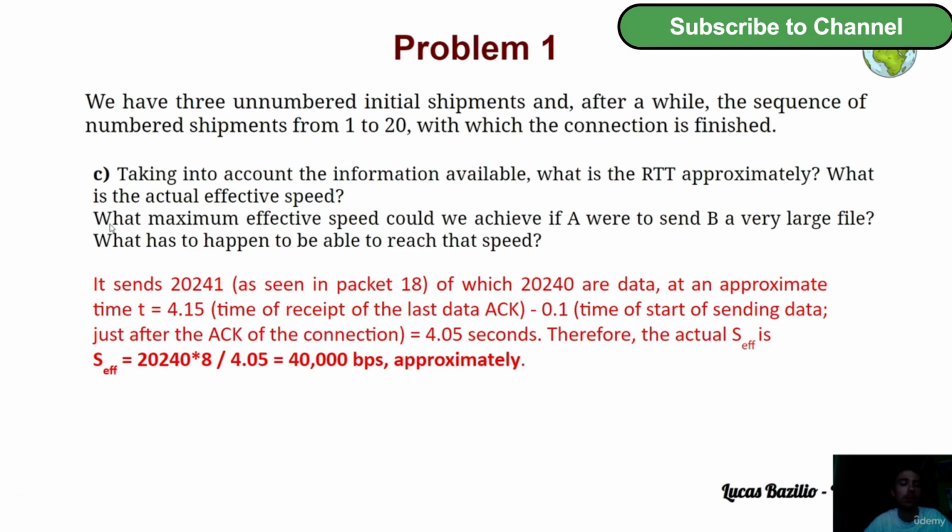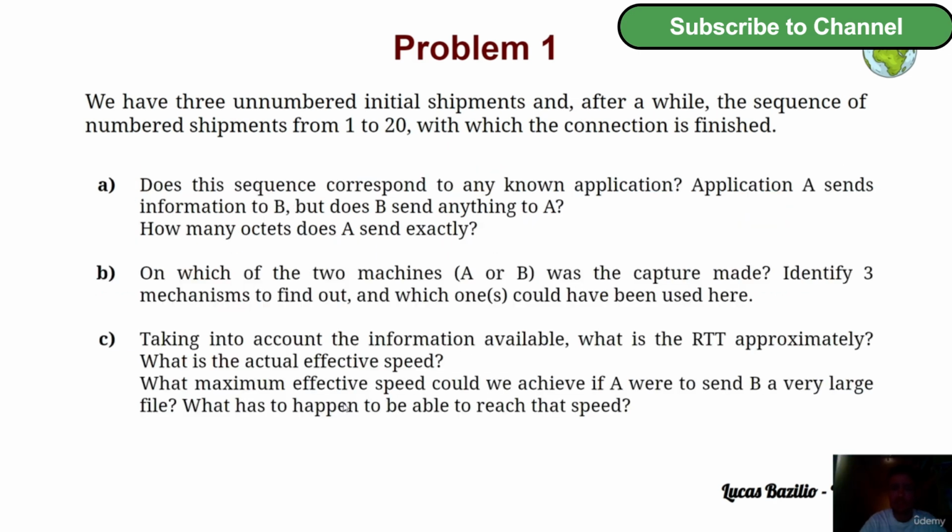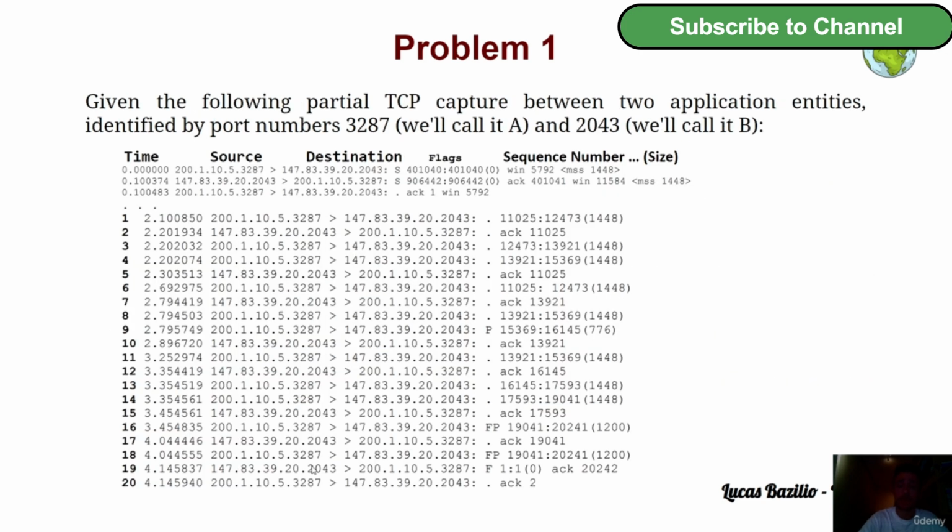Let's now continue with what maximum effective speed we could achieve if A were to send B a very large file, and what has to happen to be able to reach that speed. Here, the maximum effective speed that we can achieve if A were to send a very large file to the application B is an effective speed where we send a value in bytes of the advertised window in one round trip time.